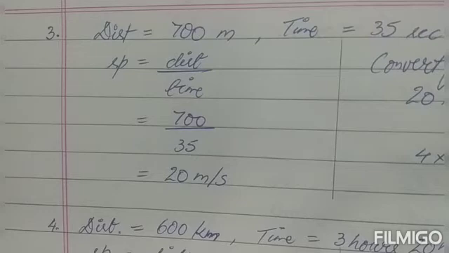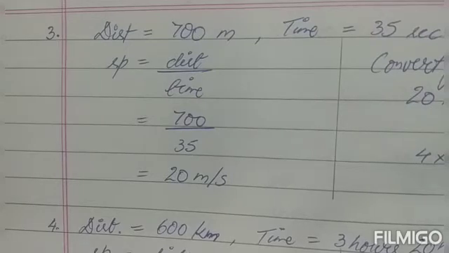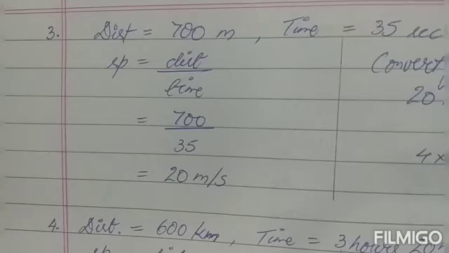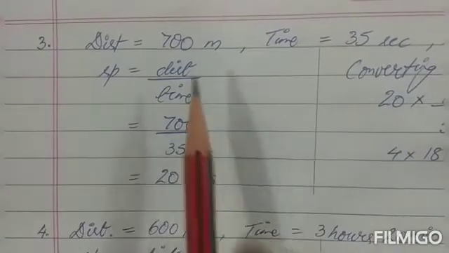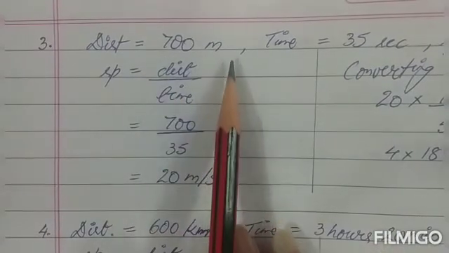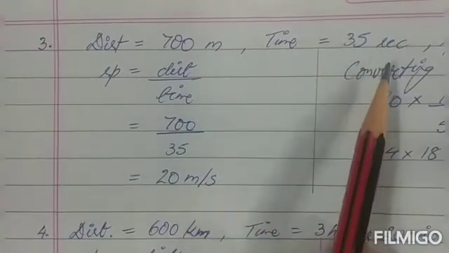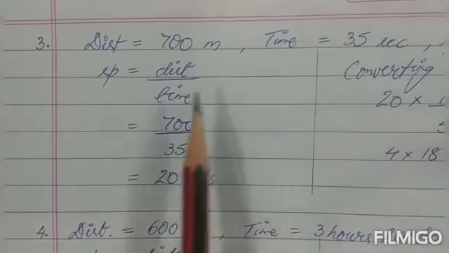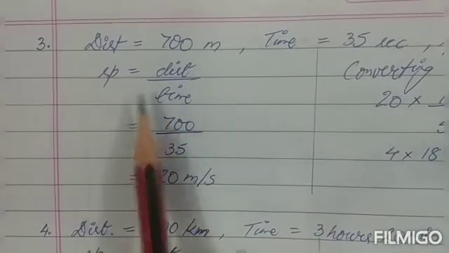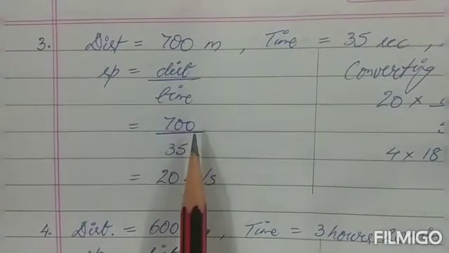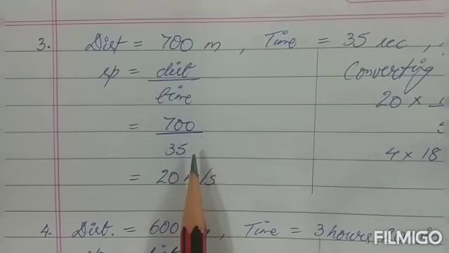Coming to question number 3. A train travels 700 meters in 35 seconds. What is its speed in kilometers per hour? So we have seen that the distance is given as 700 meters and time is given as 35 seconds. Let's put it into the formula. Speed is equal to distance upon time. Distance is 700 and time is 35.